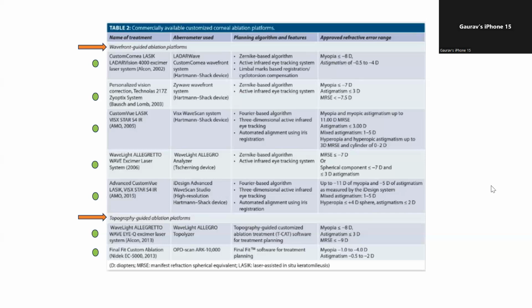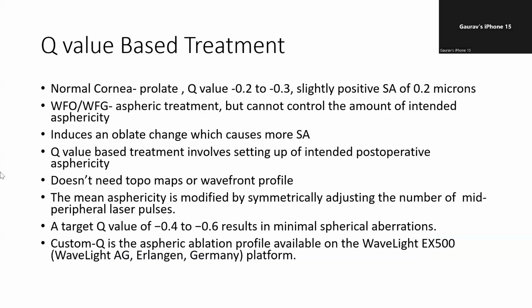No, so you're mistaken here. Topo Guided is available on the MEL 90 also. It is also available on the NIDEK platform, as you said, and it is also available on the Schwind platform and the EX500. So at least four I know, but maybe there are more also. Maybe even Bausch and Lomb now has an option for Topo Guided. I'm not sure.